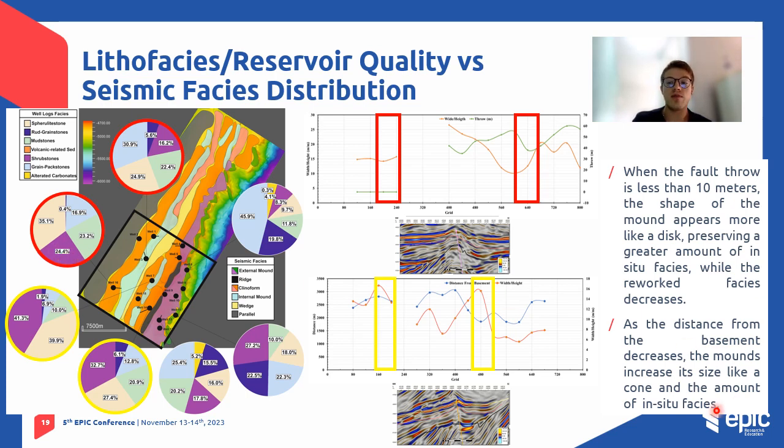Now, close to the basement, the wells in yellow, these and these, the distance to the basement may influence the distribution and the shape of this mound. In this case, the percentage of the reworked facies, for example rudstone, grainstone, packstone, decreases since the shape of the mound looks more like a disc. For that reason, the in situ facies increase at some point.